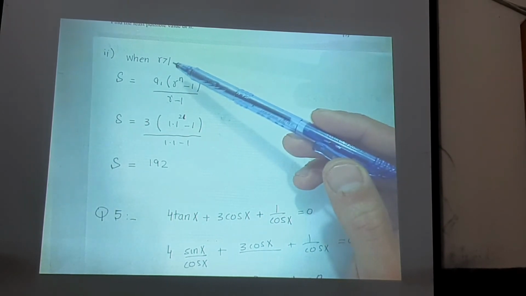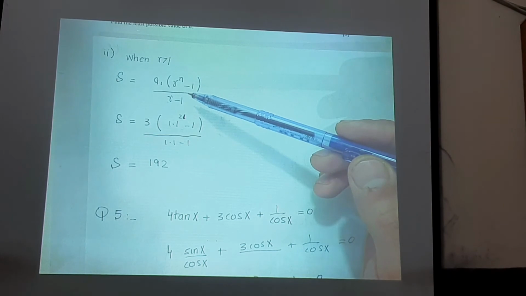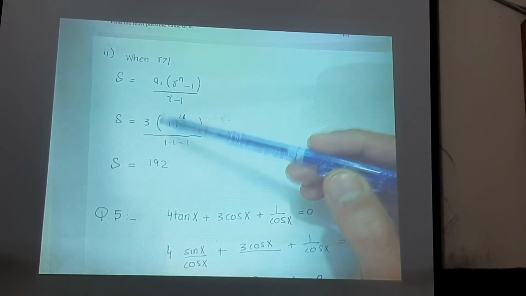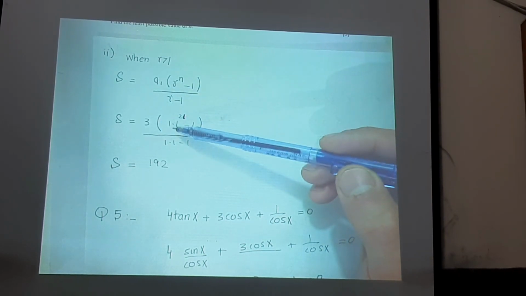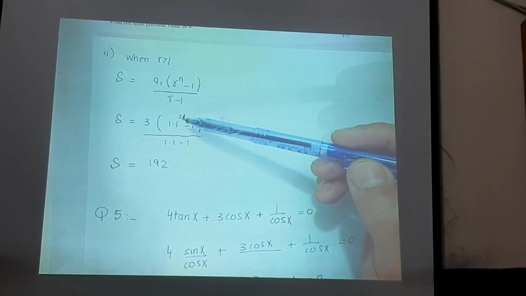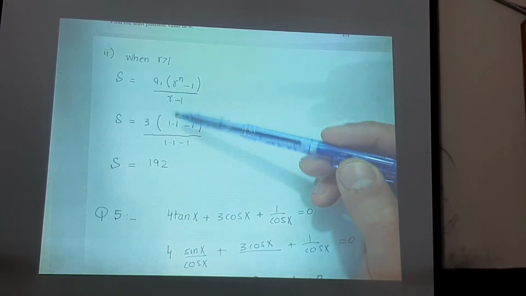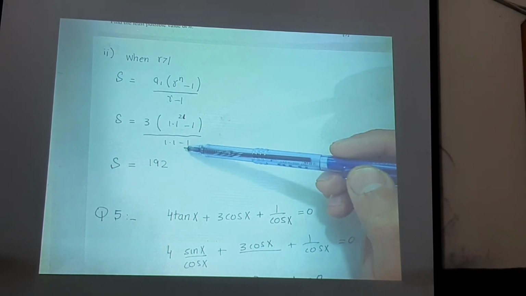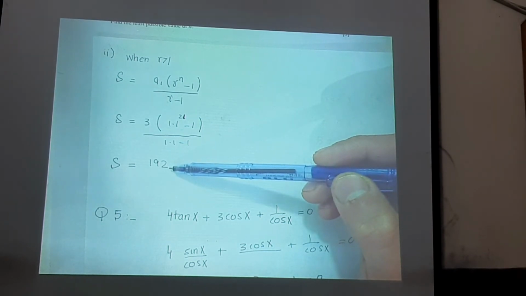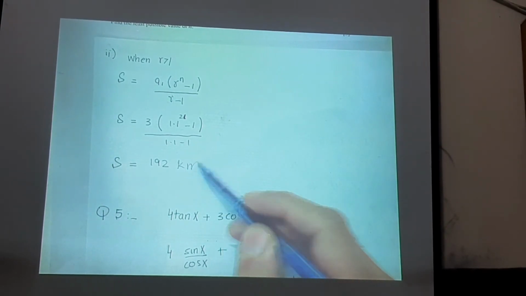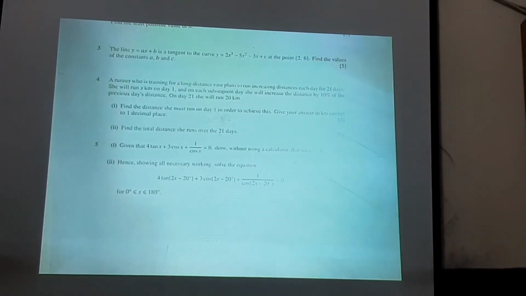When r is greater than 1, this is your formula: S is equal to a1, the first term, which in this case is the distance on the first day, which is 3, times r to the power n minus 1, over r minus 1. R is the common ratio, which is 1.1, and n is 21, the total number of days. Upon simplification you will get S equal to 192 kilometers, the total distance the runner is running.